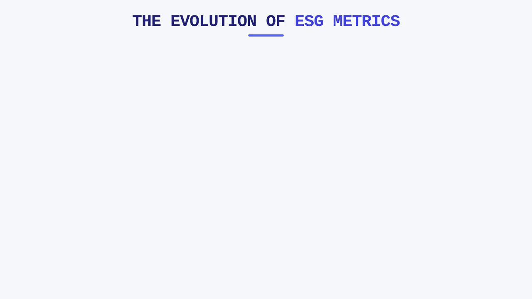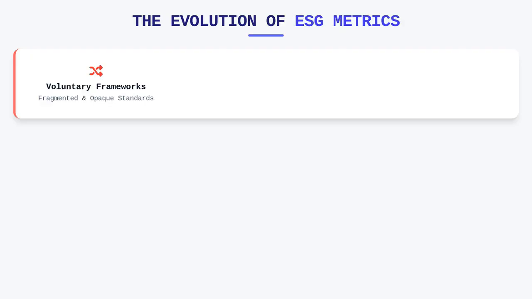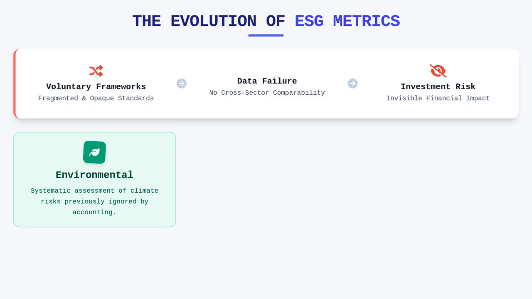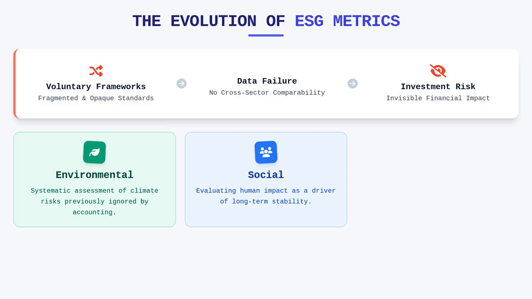To understand the current dominance of environmental, social, and governance, or ESG metrics, we must acknowledge the failure of voluntary frameworks to provide consistent, cross-sector comparability. In the early stages of sustainability reporting, companies adopted various standards, leading to a fragmented landscape where information was often opaque and difficult to verify. This lack of standardization made it nearly impossible for institutional investors to determine how environmental factors influenced a company's fundamental financial health.